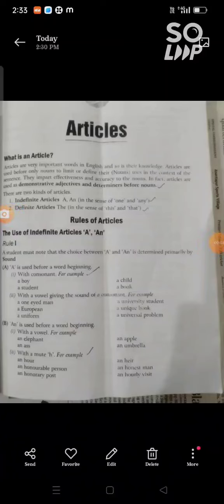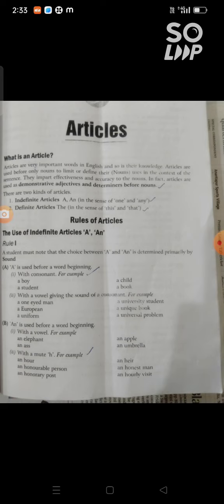Today I would like to discuss the topic of articles, which is very important in English grammar. Now let us start our class. So what is an article? Articles are the words which are used before nouns. They are called articles. There are two types of articles we have: one is the indefinite article and the other is the definite article.